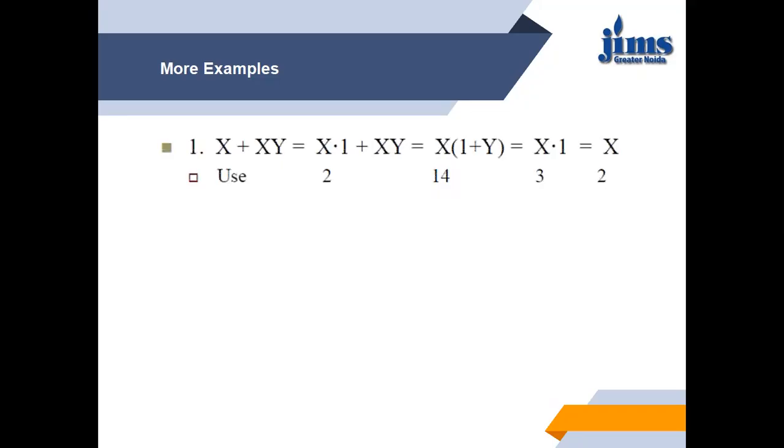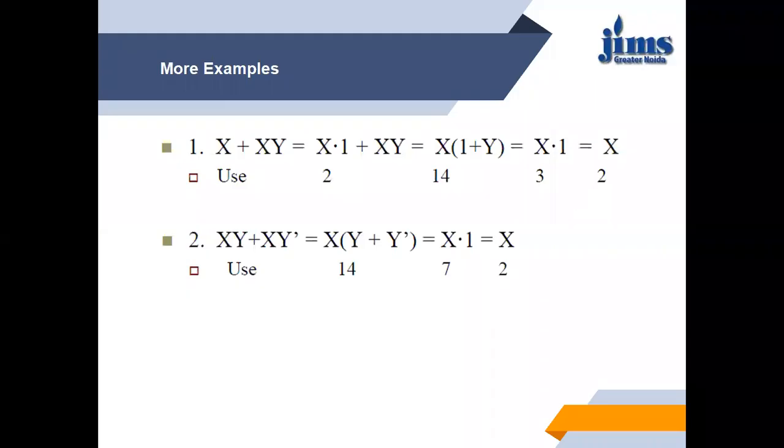We can see some further examples. Suppose x plus xy. I can write it as x and 1 plus xy. Now I take x as common. So 1 or y is 1. So it is reduced to x. So here are two gates, one for AND operation and one for OR operation. It is directly reduced to x.